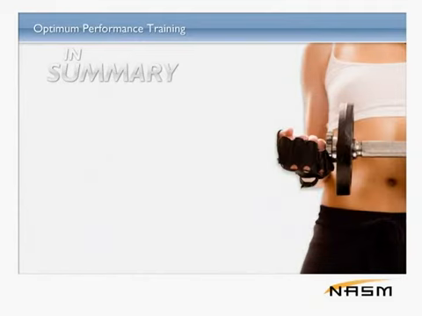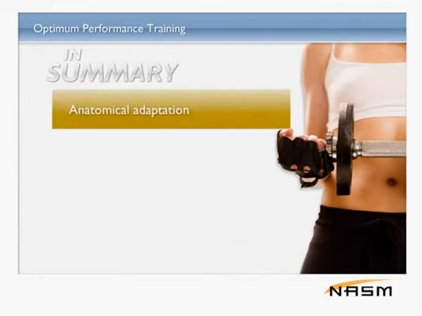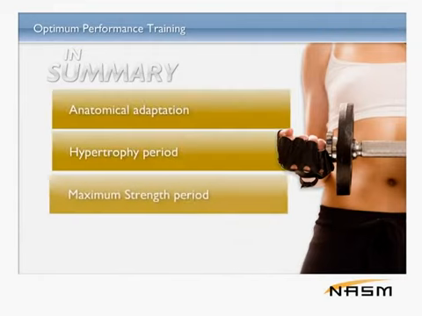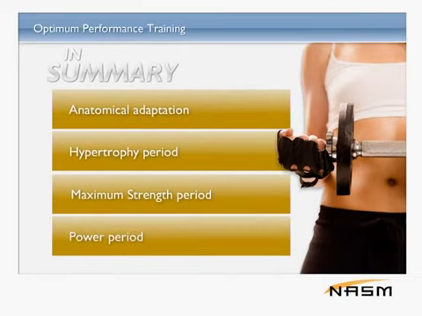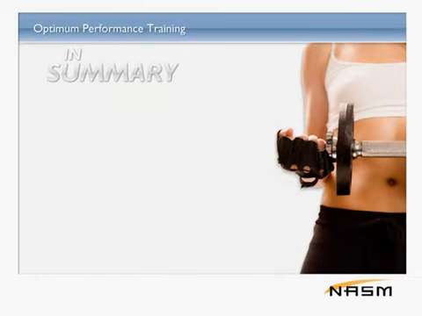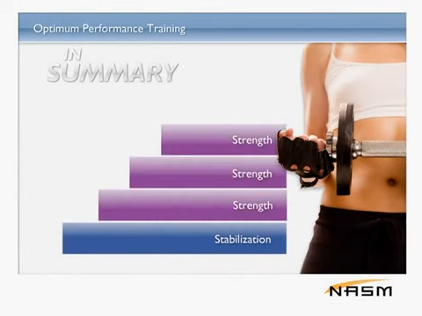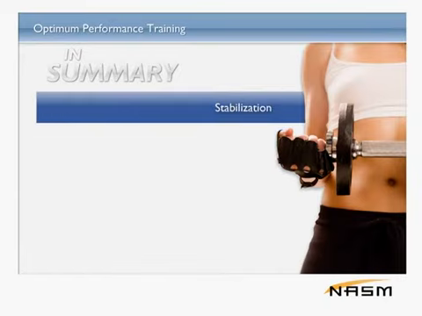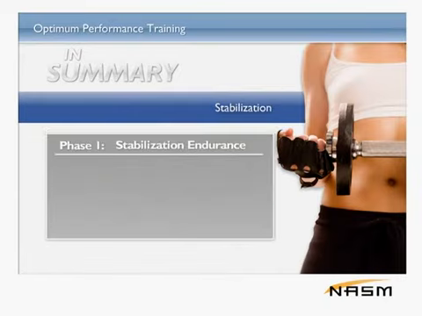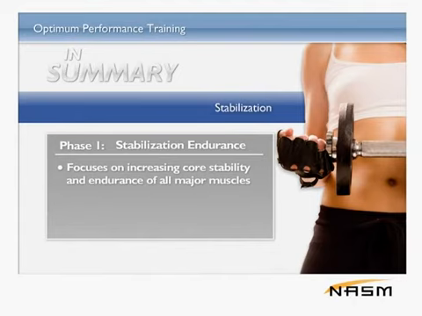The different levels of training seen in a traditional periodization model include anatomical adaptation, hypertrophy, maximum strength, and power. In the OPT model, these are simplified into stabilization, strength, and power. These are further broken down into 5 different phases of training. The stabilization level consists of one phase of training. Phase 1, Stabilization Endurance. This phase focuses on increasing core stability and endurance of all major muscles.